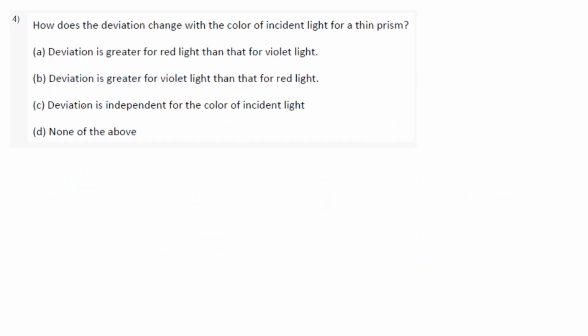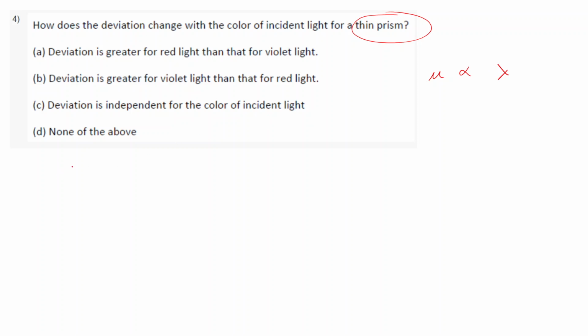Now fourth question, how does the deviation change with the color of incident light for a thin prism? Again, we had done the whole derivation using the thin prism approximation. So how does the deviation change with the color of incident light? I told you that refractive index depends on the wavelength of the material.